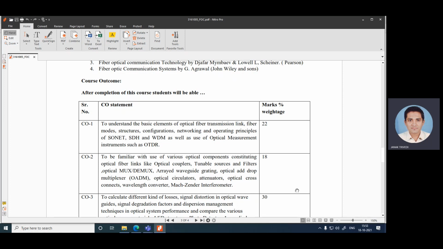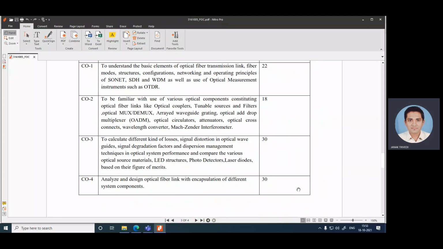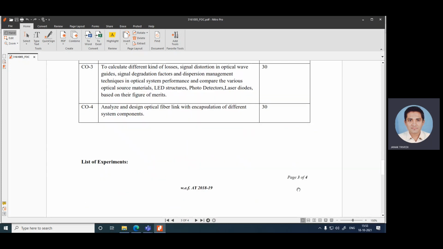Then CO3 is to calculate different kinds of losses, signal distortion in optical waveguides, signal degradation factors, and dispersion management techniques in optical system performance, and compare the various optical source materials, LED structure, photodetector, and laser diodes based on their figures of merit. The weight of CO3 is 30%. Then CO4 includes analyzing and designing an optical fiber link with encapsulation of different system components, and the weightage of this CO4 is about 30%.